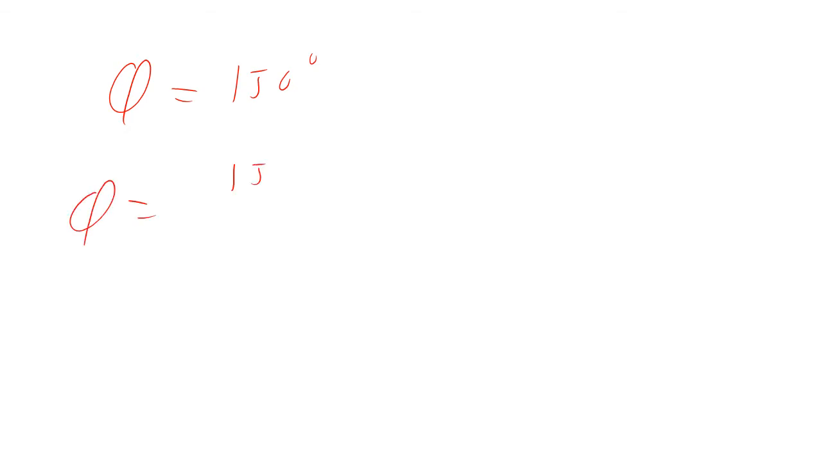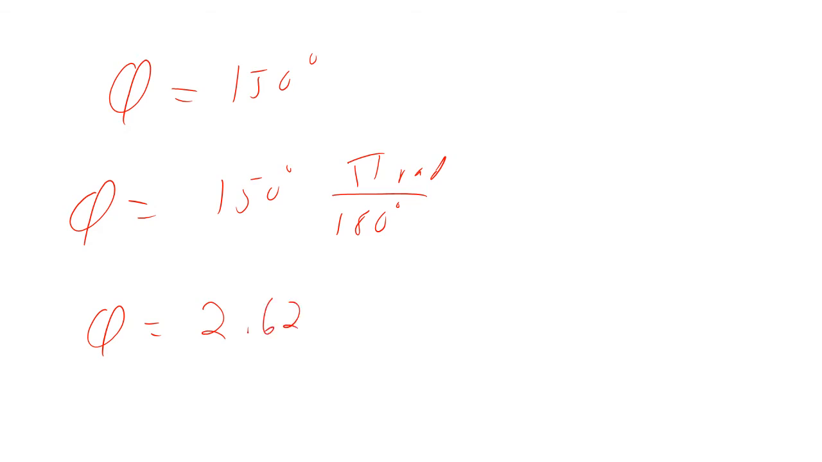So we know that's 150 degrees, and we know that pi radians is the same as 180 degrees. And so that means that we multiply that out. This comes out to be 2.62 radians. Once again, you must have that in radians.